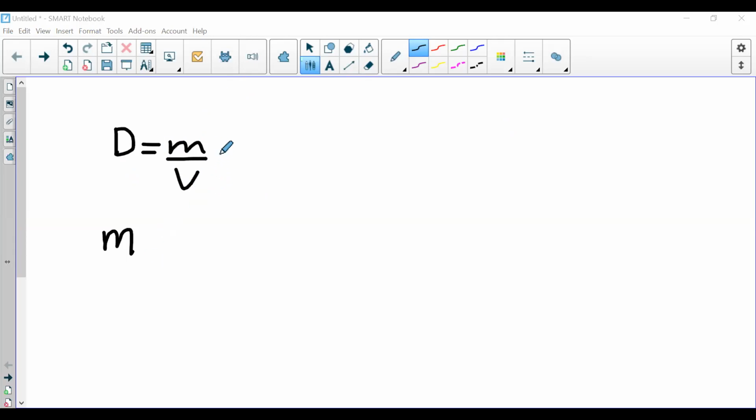So if I multiply both sides by volume, it's going to give me that mass is equal to density times volume. All right. And so this is our new equation for mass. And now we're going to do the exact same thing from this formula. I want to solve for volume. I want to know what volume is.